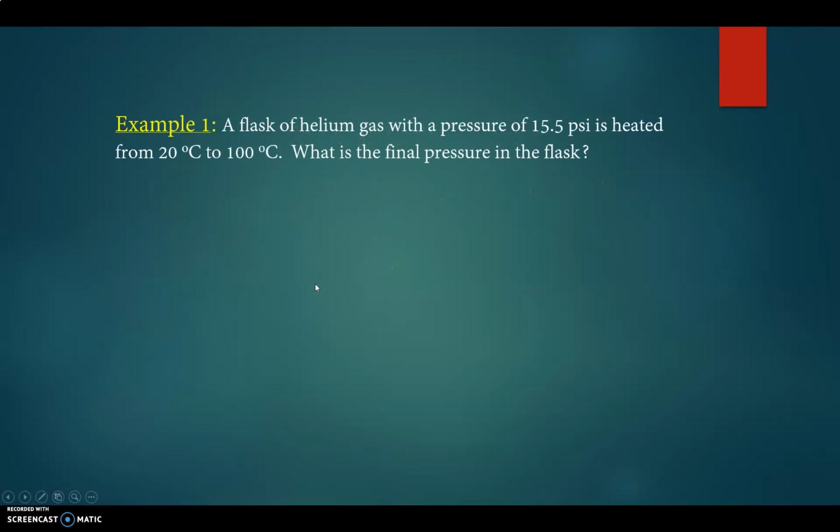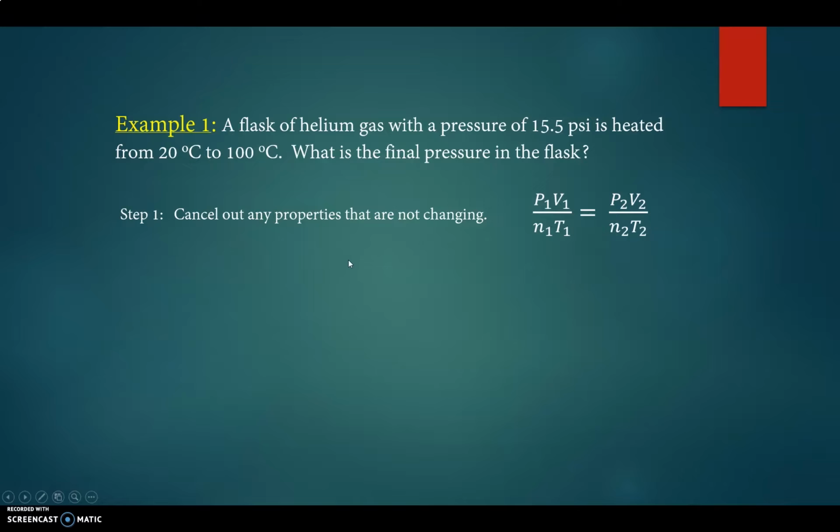So let's take a look at a sample problem here. Let's suppose we have a flask of helium, and we know its initial pressure, 15.5 psi, and we're going to change its temperature from 20 Celsius to 100 degrees Celsius, and we'd like to know what the final pressure is in the flask. Well, since the only two things that are changing are pressure and temperature, we could use Gay-Lussac's law, but we don't need to, because the combined gas law can handle everything.